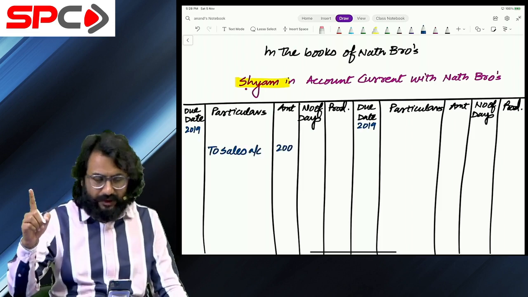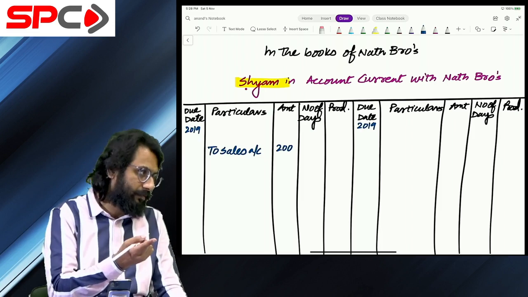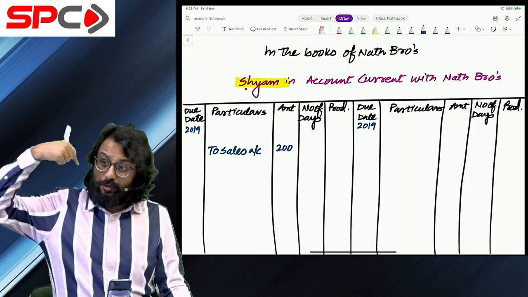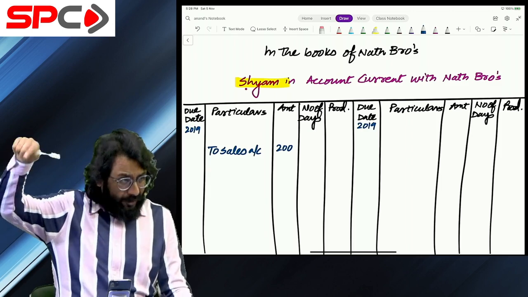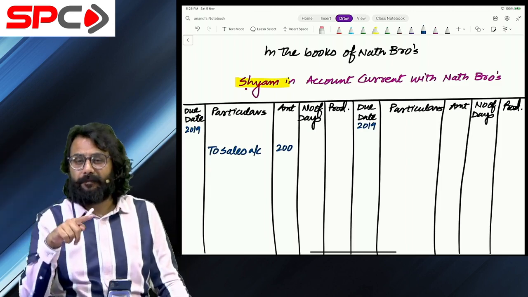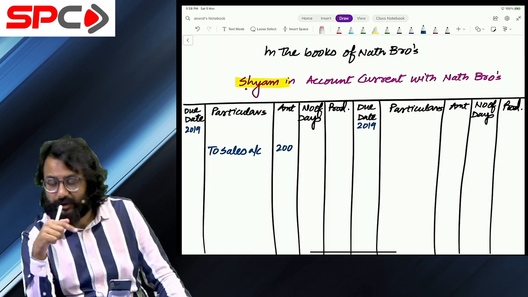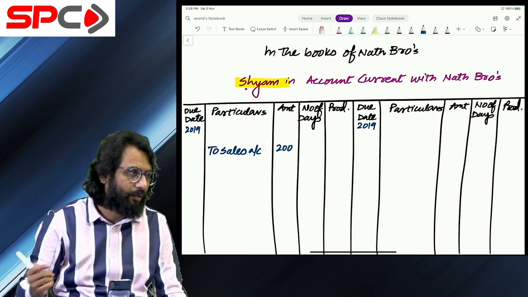Did you notice the first thing? I'm making the posting in the personal account. First I have to understand whose books I am in. I am in the books of Nath Brothers. I am creating whose account? Sham. Goods sold to Sham. What is the entry? Sham to sales. So I went to Sham's account debit side and wrote To Sales.